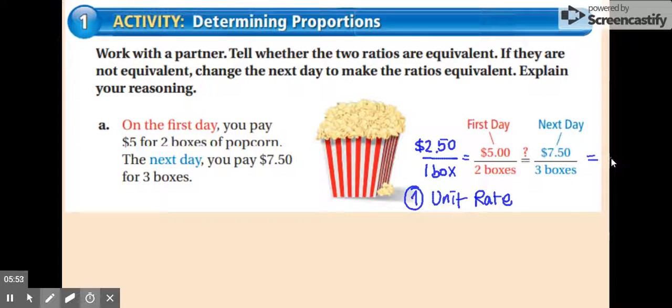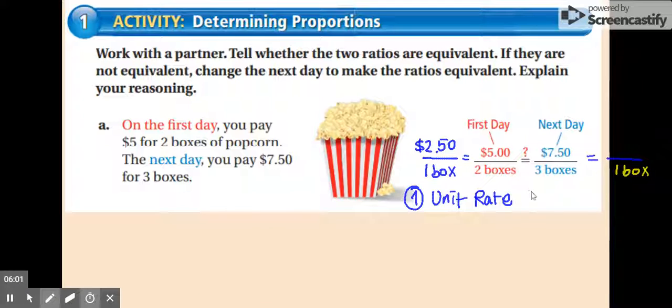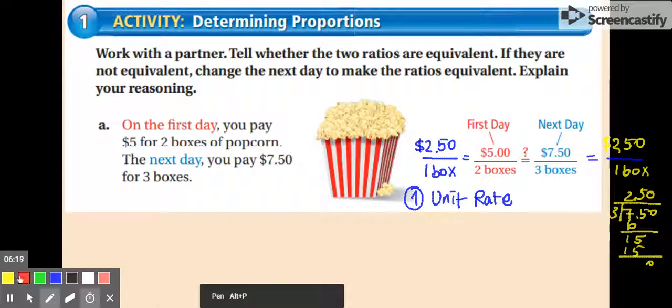What about the unit price of 3 boxes here? So per 1 box, how much is it? $7.50 divided by 3. So it's going to be 2, 6, and 15. You put the decimal here, 15 and 0. So it's going to be $2.50 per 1 box. We do have the same unit price.